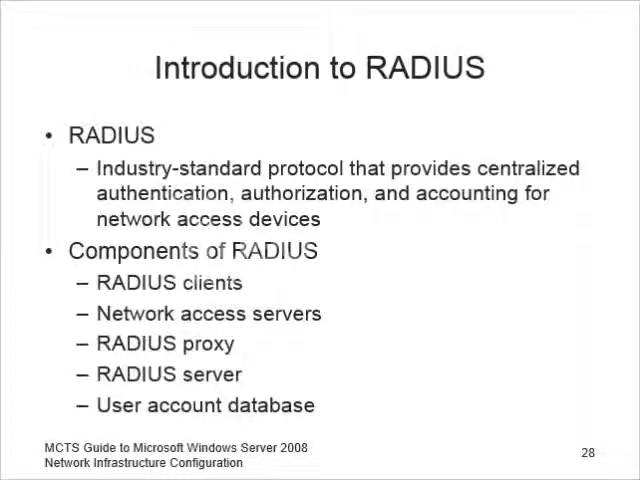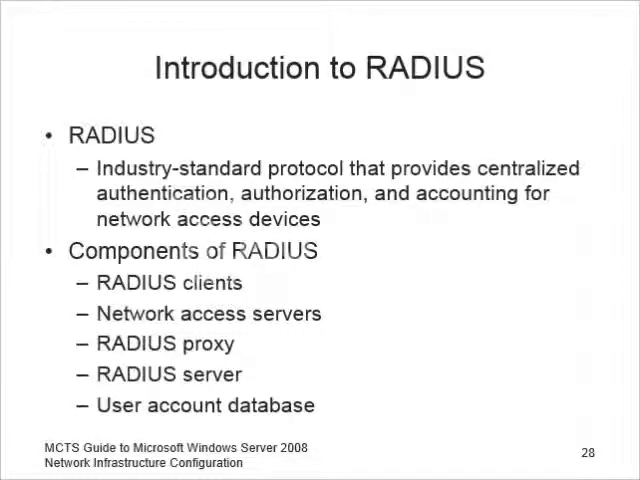Second, the network access server, which is responsible for providing network access to a remote access client, such as a user needing VPN or dial-up network access. Third, a RADIUS proxy, which is used to route RADIUS messages between the access client and the appropriate RADIUS server.